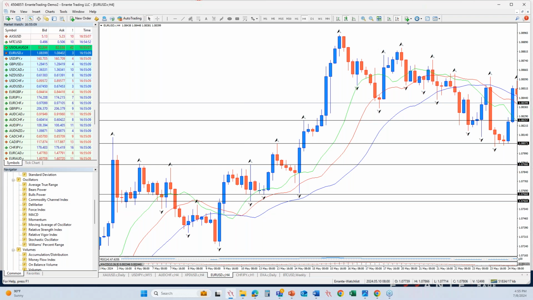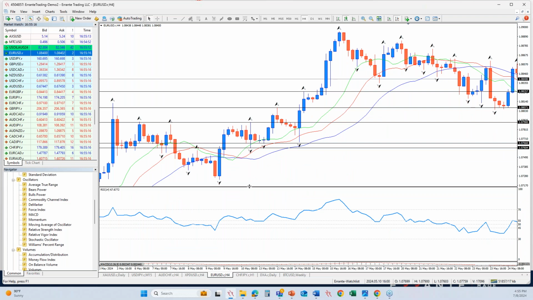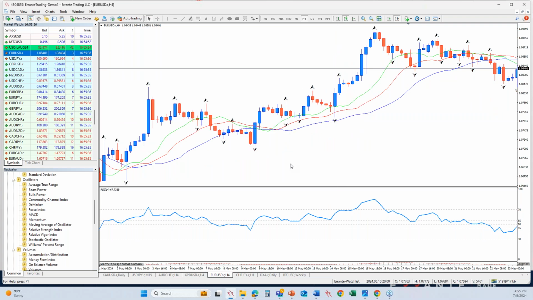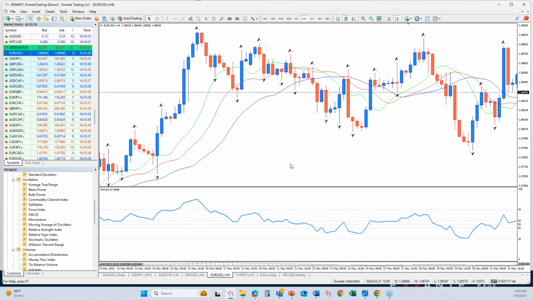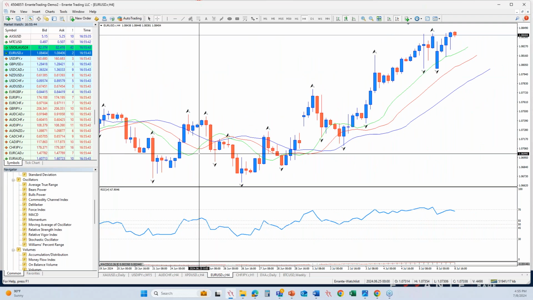Also enhance the reliability of fractals by combining them with other technical indicators like RSI, which can confirm the beginning of a new uptrend or downtrend by crossing above the 50 line from the neutral zone to the selling zone or buying zone. As an example, suppose here we have a Euro USD. Let's find a good setup of the Euro USD. Okay, here is a good example, I guess.